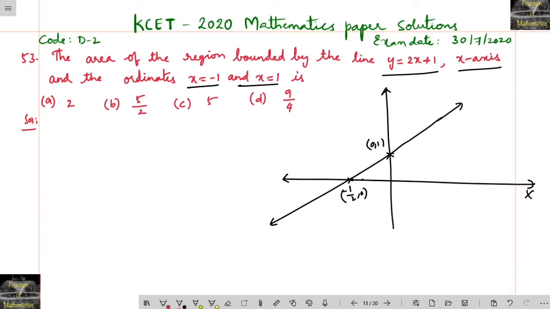So this is your line y is equal to 2x plus 1 and the ordinates x is equal to plus 1. We'll take this as x is equal to plus 1 and x is equal to minus 1. So what is the area formed here? The area formed here is this part.